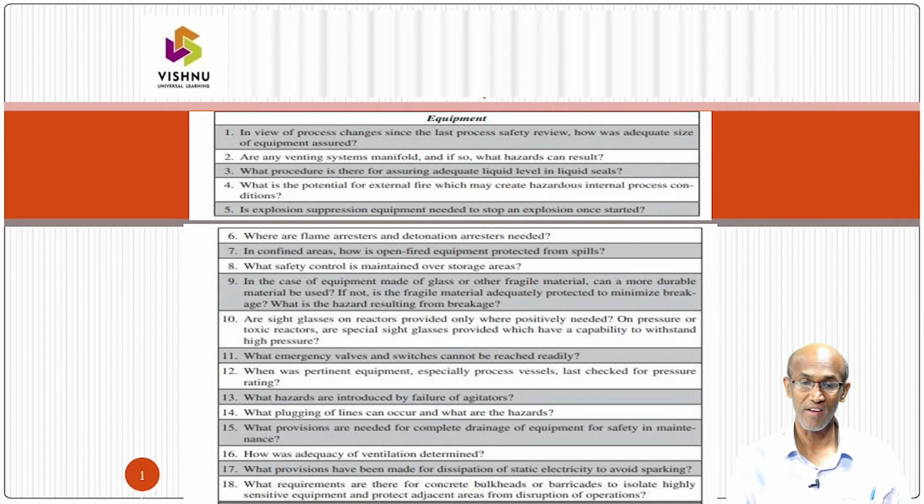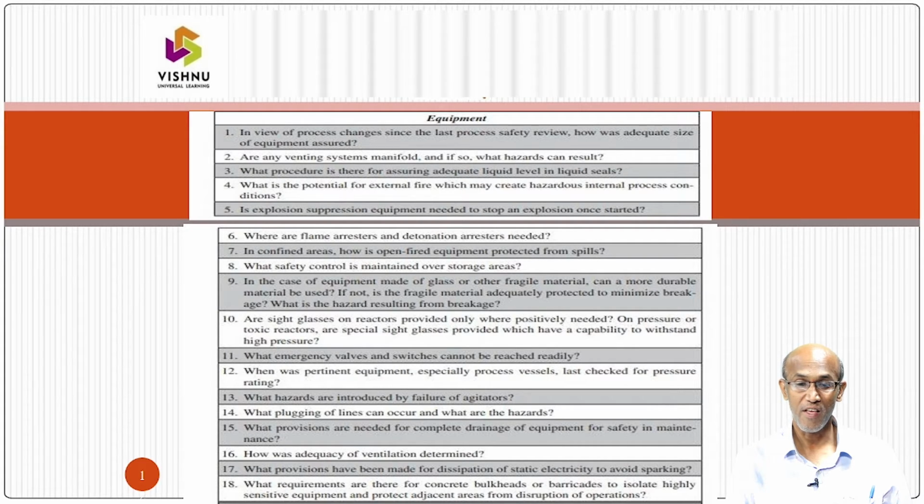What procedures are there for assuring adequate liquid level in liquid seals? What is the potential for external fire which may create hazardous internal process conditions? Is explosion suppression equipment needed to stop an explosion once started? Are flame arresters and detonation arresters needed?